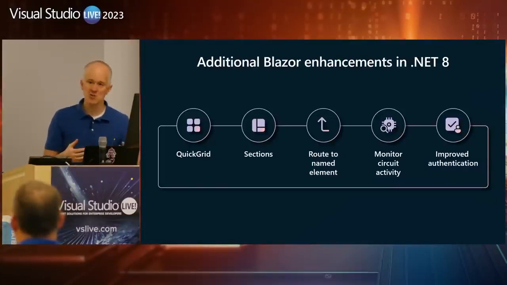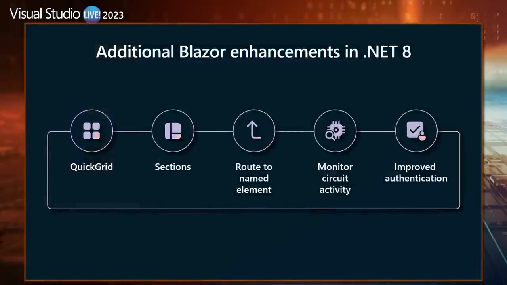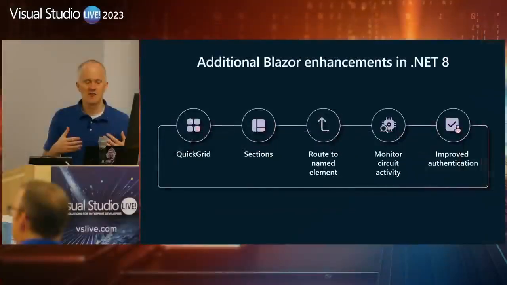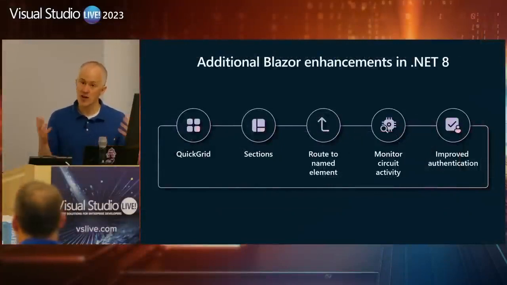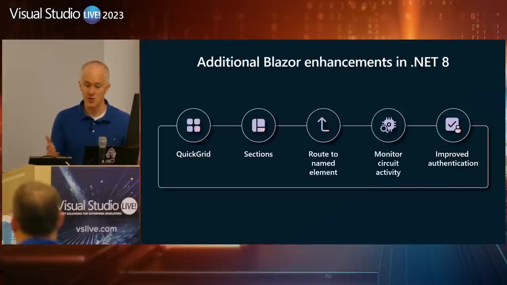For Blazor server apps, we're adding new APIs so that you can monitor your circuit activity and in the future handle idle circuits. Like, if you have a circuit that's just someone opened up the browser and just sat there and then went to lunch and isn't using those server resources, you might decide, you know what, you're not using this, I'm going to shut this down so that you free up those server resources. And we're also doing a bunch of authentication improvements in .NET 8 across the board, not just for Blazor, but they will enable you to completely build and customize your identity UI using the Blazor programming model.